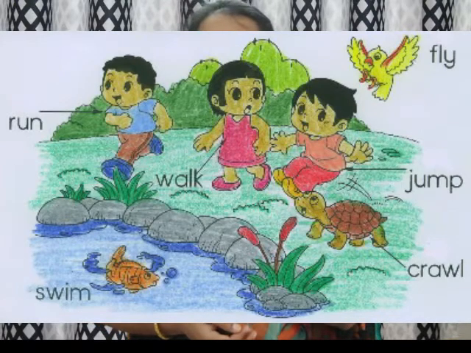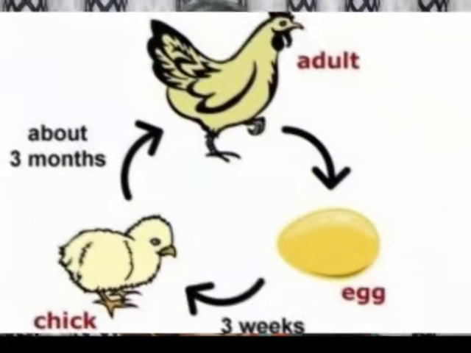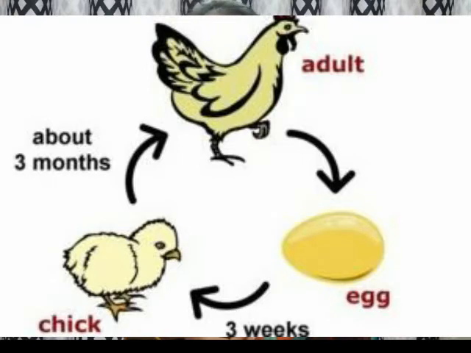Second point, living things can move. The third point is, living things can breathe. Fourth point is, living things can reproduce.